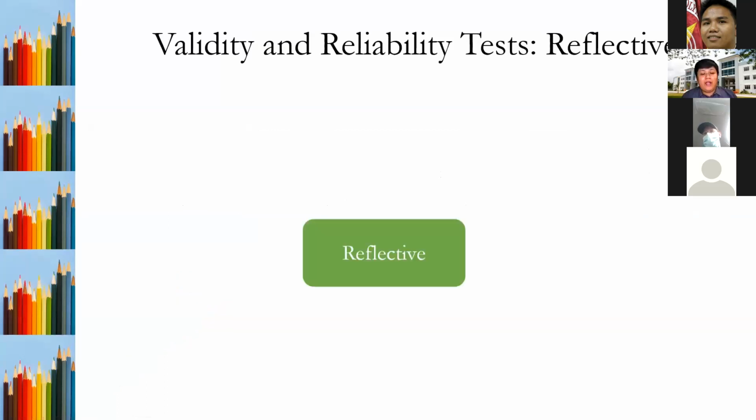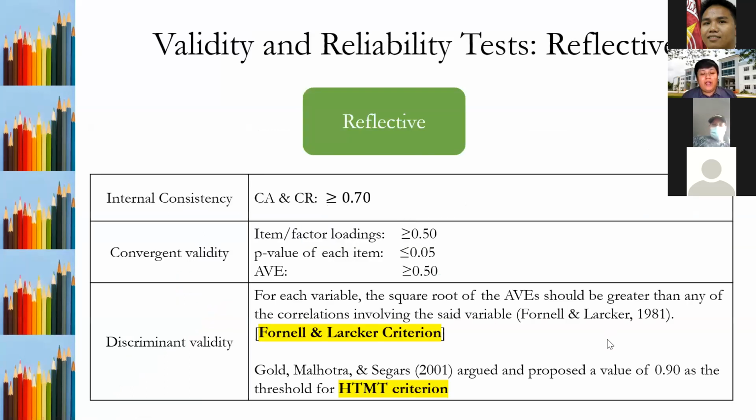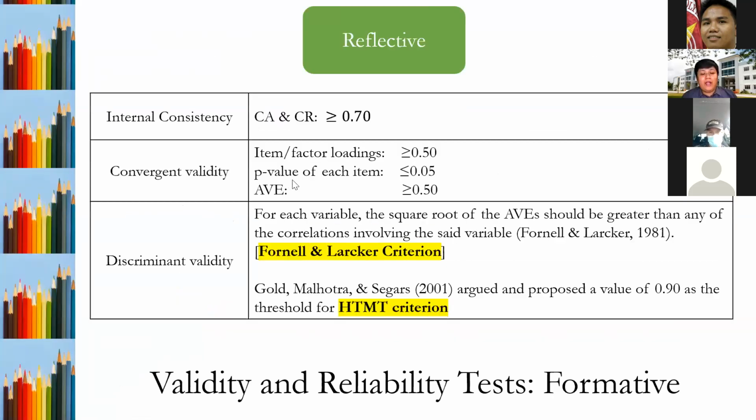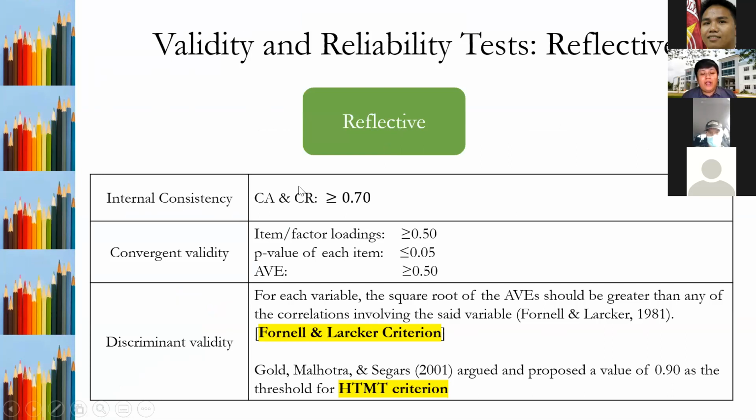So just to summarize, if you will be measuring, for example, a reflective construct, these are the requirements. For internal consistency, that is Cronbach's alpha and composite reliability, the threshold or requirement is equal to or higher than 0.7. For convergent validity, item or factor loading should be equal to or greater than 0.5.